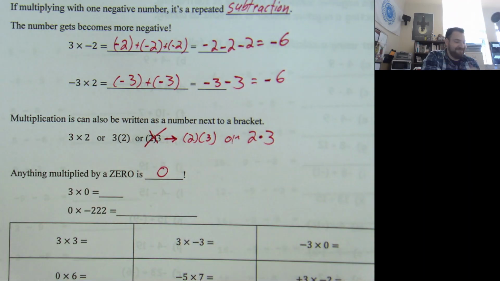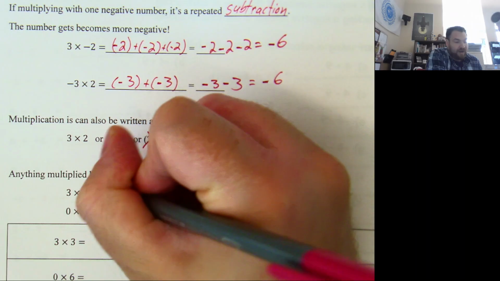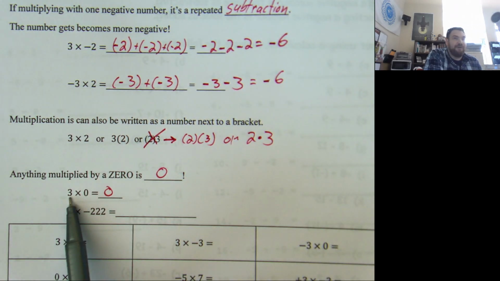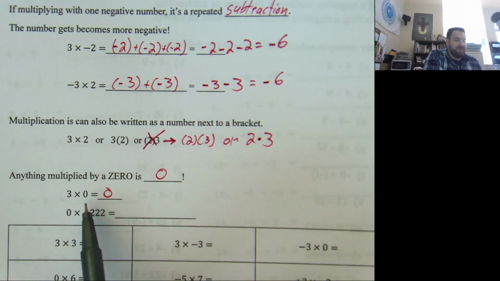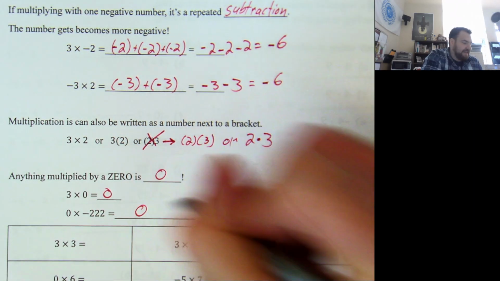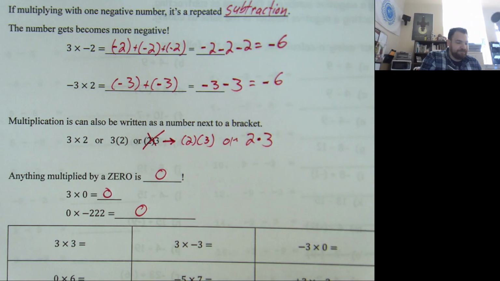No. If I have no groups, it doesn't matter what number I'm starting with. If there's no groups of them, I have nothing. So it doesn't matter if it's 3 times 0 or 0 times negative 222. At the end of the day, it's all going to be 0.